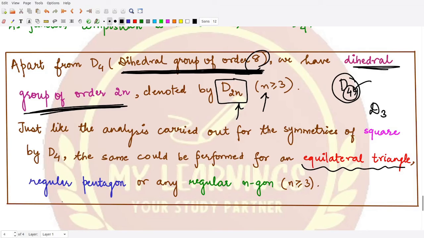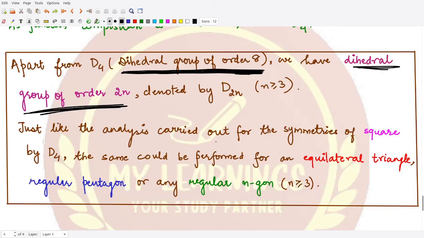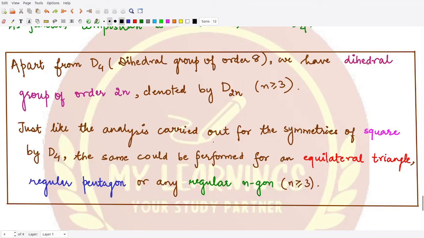Similarly, you could also talk about the symmetries of a regular pentagon. You could also talk about the symmetries of a regular hexagon, septagon, octagon, and so on. So in general, we write this as the dihedral group of order 2n, and we denote it by D2n, and the procedure for checking it to be a group is similar to the one that we performed for the symmetries of a square.